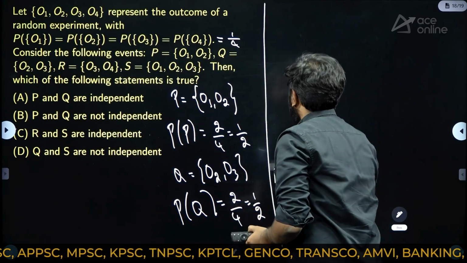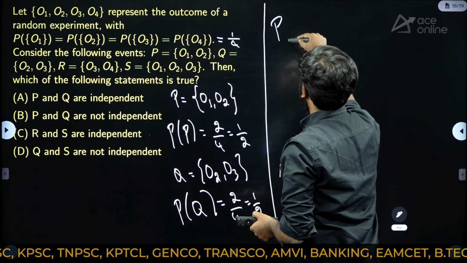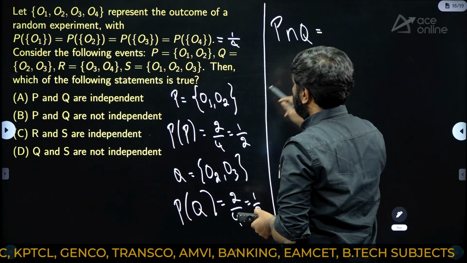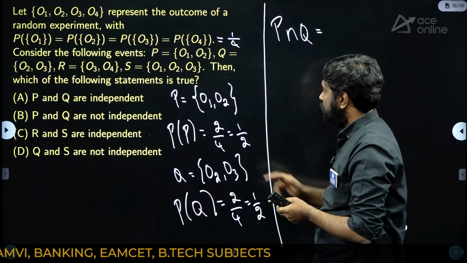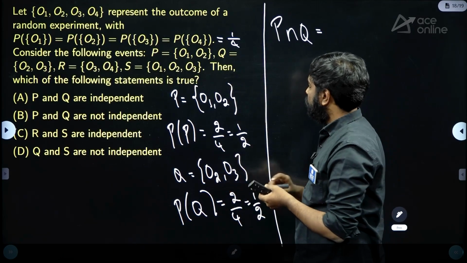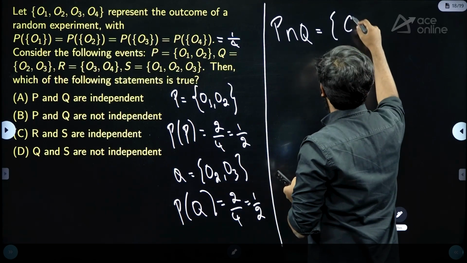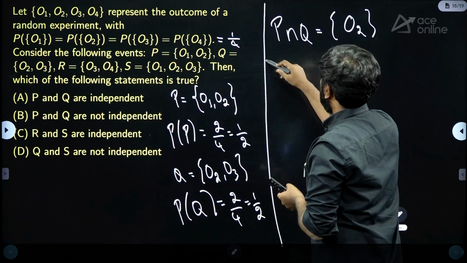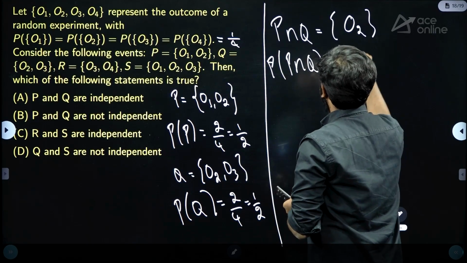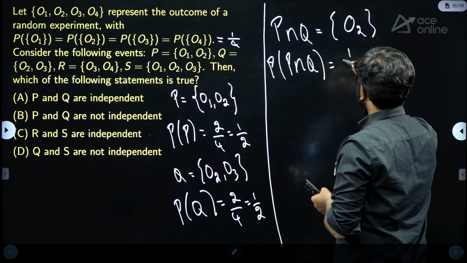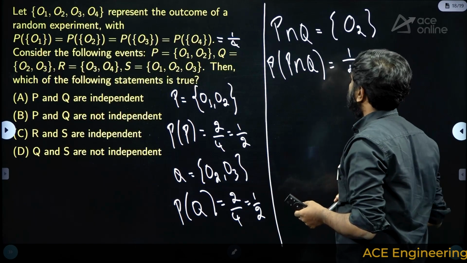So what next? I should also find the intersection of P and Q. What are the common elements of P and Q? Is there any common element, students? There is O2 here and there is O2 here. So the common part is O2. Now try to answer this. What is the probability of P intersection Q? How many points are there in the set? 1, and the total is 4. So this is what we get.